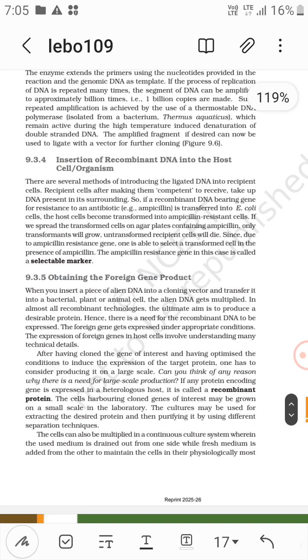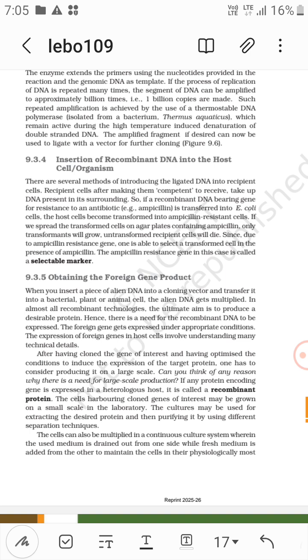Now, the fourth step is the insertion of the recombinant DNA into the host cell or organism. There are several methods of introducing the ligated DNA into the recipient cells. Recipient cells, after being made competent, take up DNA from the surroundings. If a recombinant DNA bearing a gene for resistance to an antibiotic, for example ampicillin, is transferred into E. coli cells, the host cells become transformed into ampicillin resistant cells.